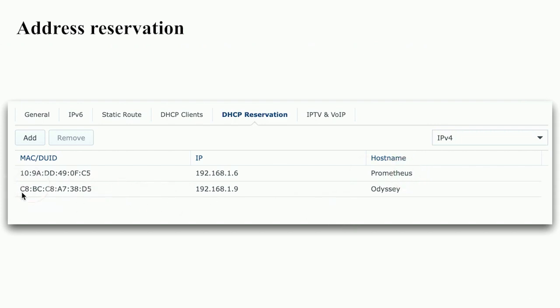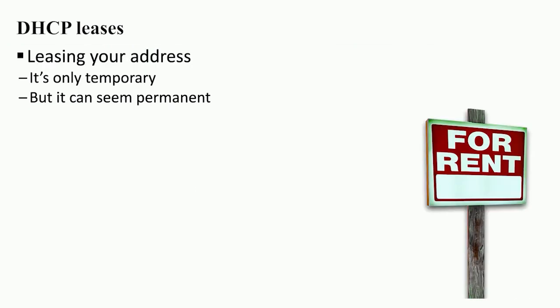I have another device listed by MAC address. You can see this is a different MAC address, it got a different IP address, and the hostname of the device was Odyssey. This means that when Prometheus starts, it will always receive an IP address of 192.168.1.6, and that IP address will never be assigned to another device on that network.